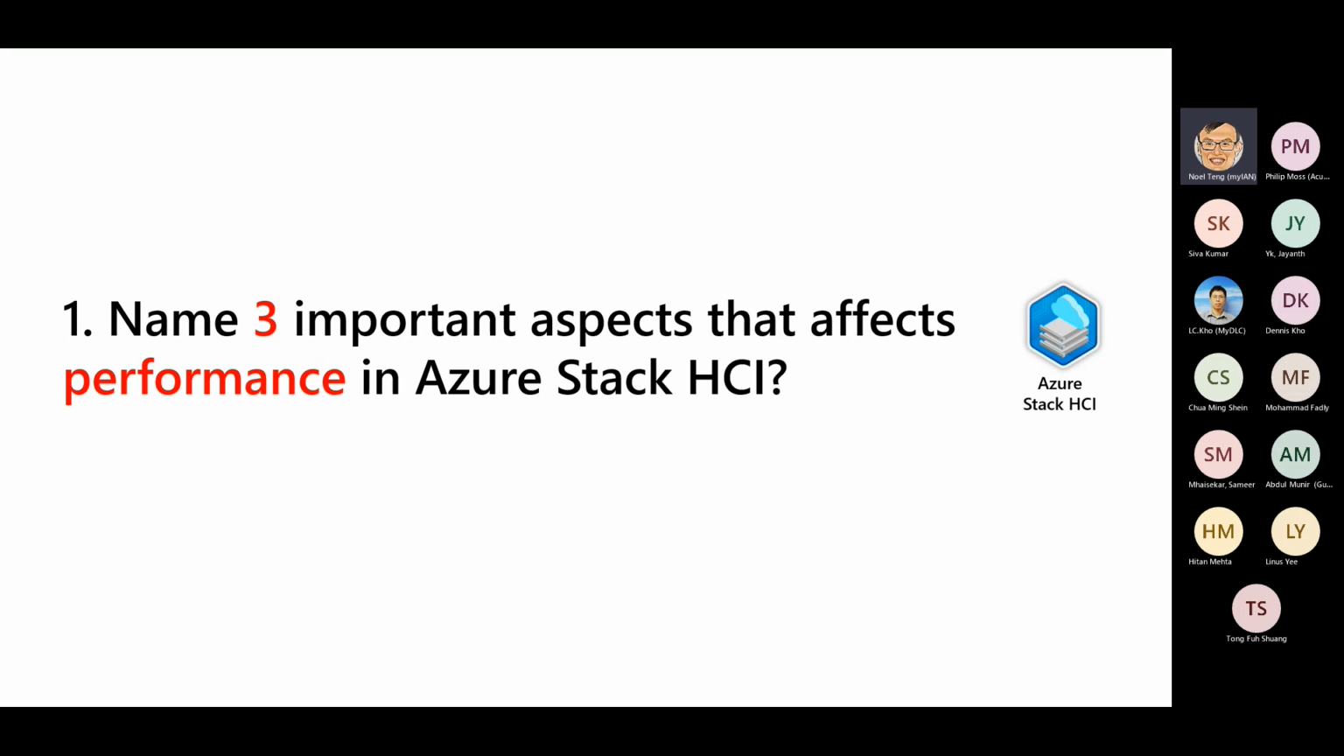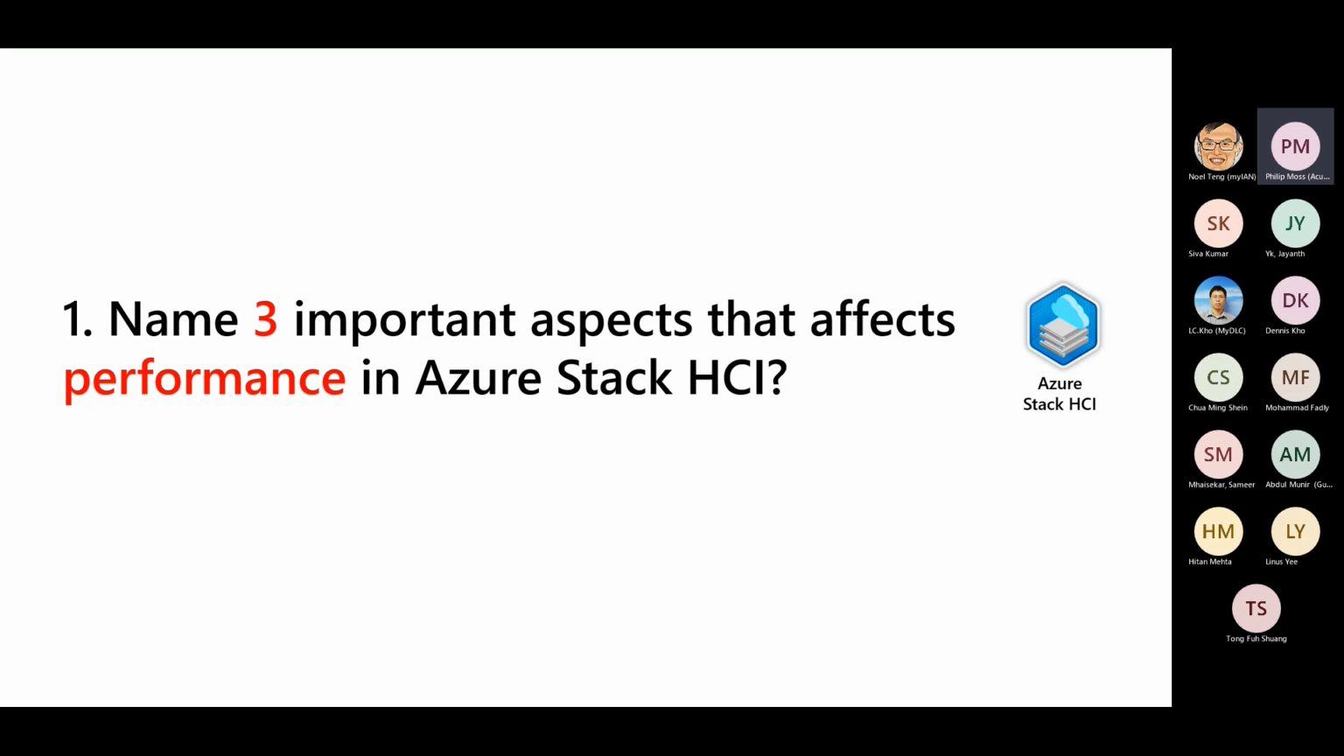Phil, in the last 18 months, I'm sure many people, like you mentioned, have come to you for help, right? With all kinds of different requirements and so forth, right? What can you share around design aspects of Azure Stack HCI that can give us that amazing performance?